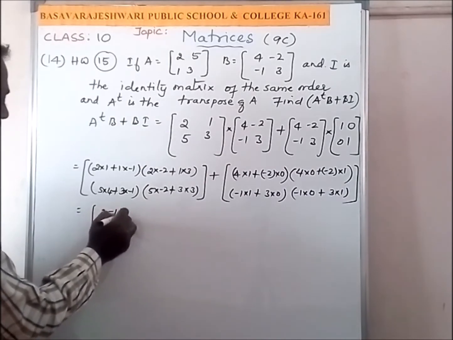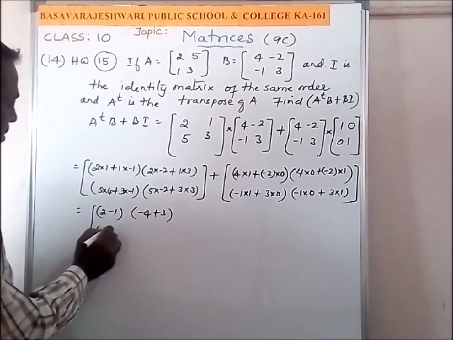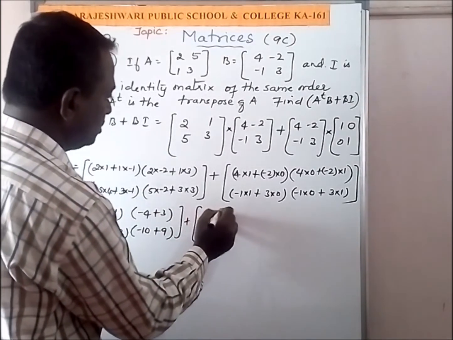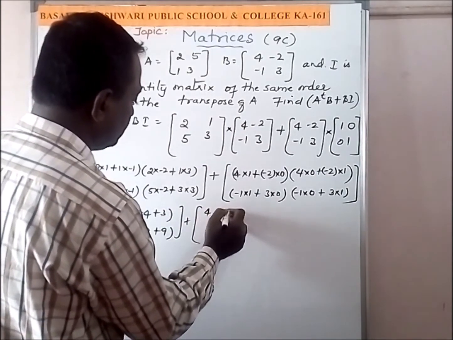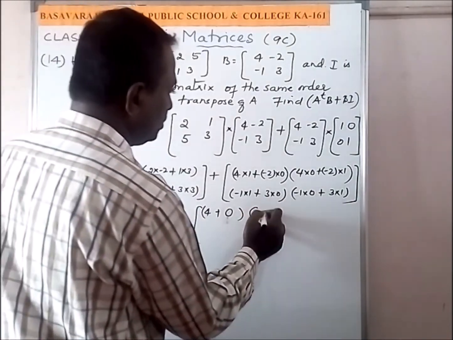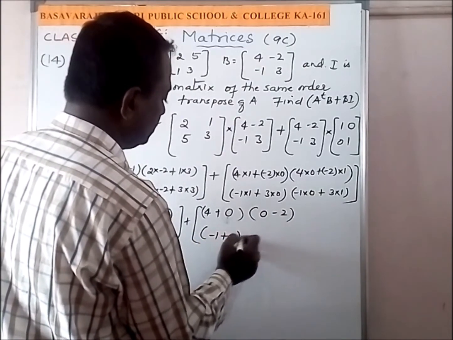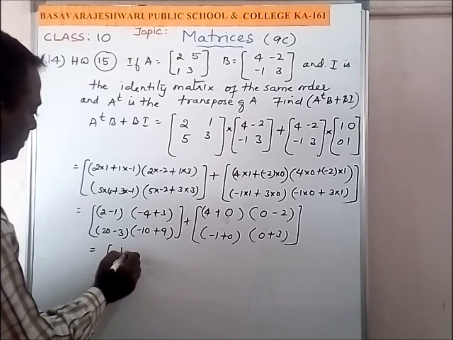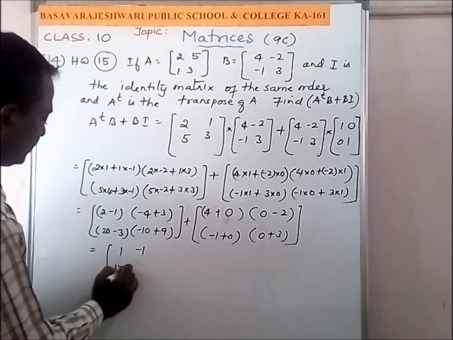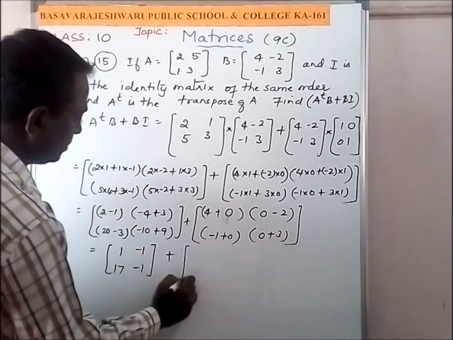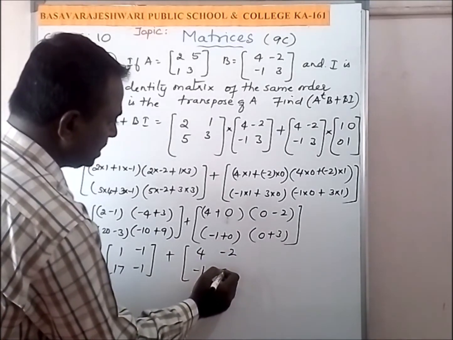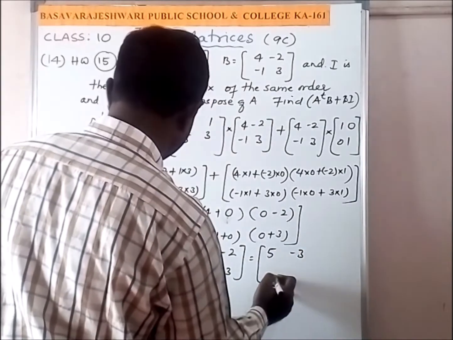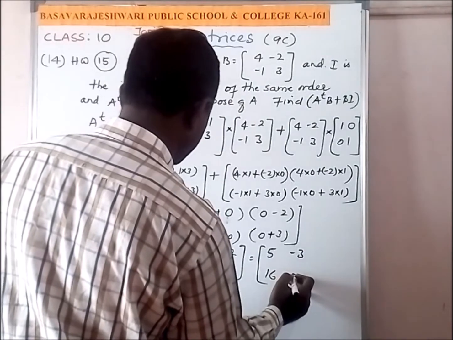2 minus 1. Minus 4 plus 3. 20 minus 3. Minus 10 plus 9 plus 4 minus 0. Minus 2. Minus 1, 0. 0 plus 3. 1 minus 1. 20 minus 17 minus 1. 4 minus 2 minus 1, 3. You have to add now. 1 plus 4, 5. Minus 1 minus 2, minus 3. 17 minus 1, 16. Minus 1 plus 3, 2.